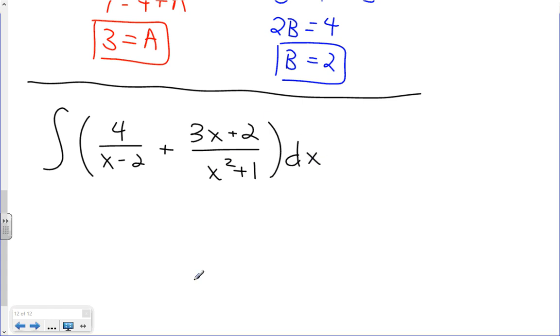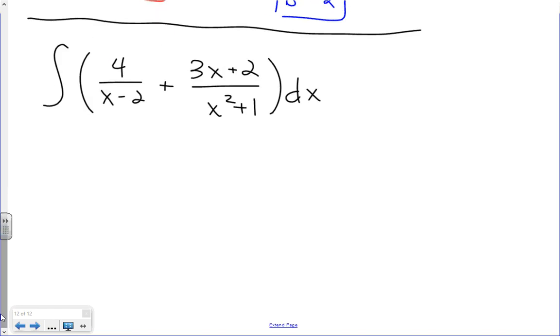All right, the first part of this we're good with. We know how to integrate 4 over x minus 2. The second part we've got to deal with. If that was a u substitution that would work there, I would use that on that and be done with it, but that's not going to work here. So we're going to split that second fraction up here.